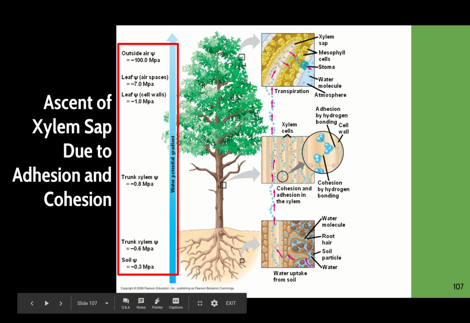As we get to the root water potential, again, it's measured in megapascals, not in bars in this case. The soil water potential, so this is not the roots yet, has a water potential of negative 0.3 megapascals, which is less negative than the trunk xylem. So it means it's more positive. It means it has a greater water potential than the xylem.